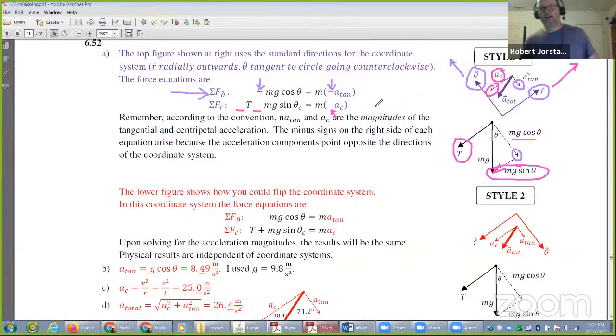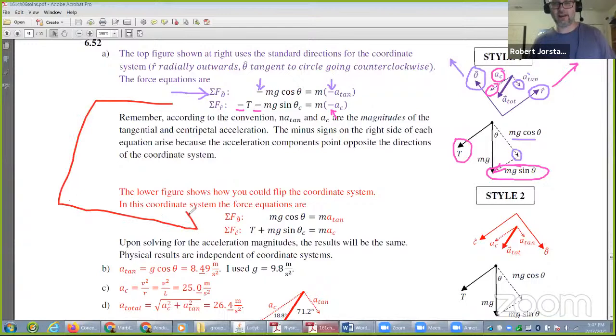Why do physicists sometimes change the coordinate system? Gee, I wonder. If you flip them, you get to this one and everything becomes positive. Look, centripetal hat, AC is in the positive direction, tension's in the positive direction, mg sine theta is in the positive direction. And if we flip the theta hat, if I choose to call this theta hat instead, this becomes positive and this becomes positive.